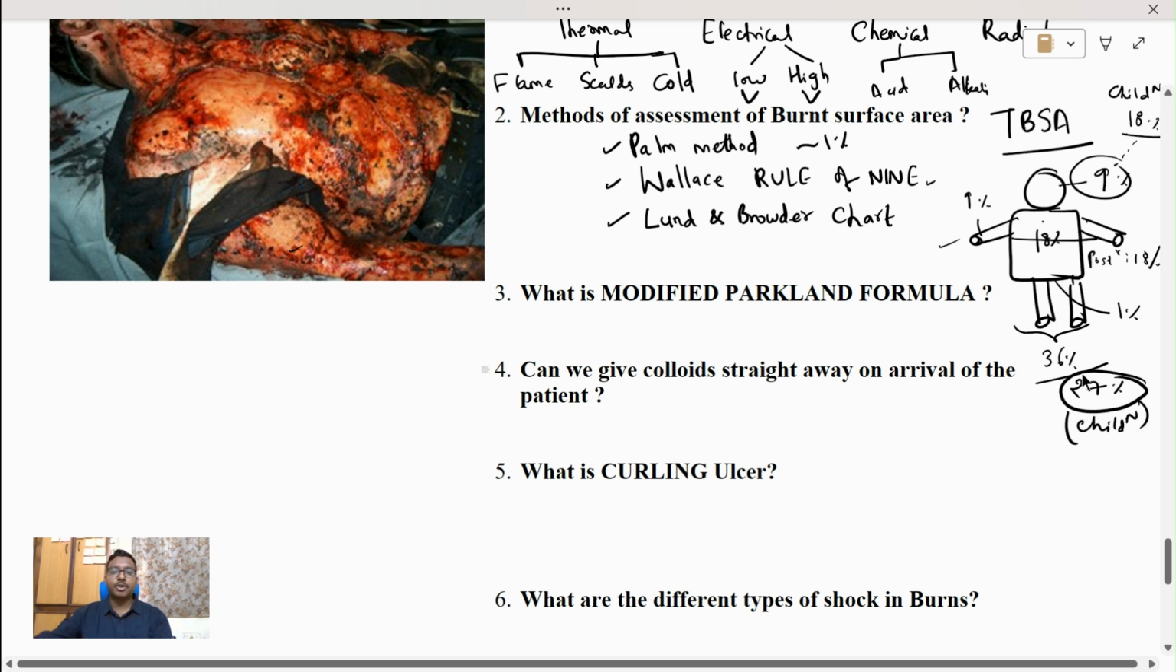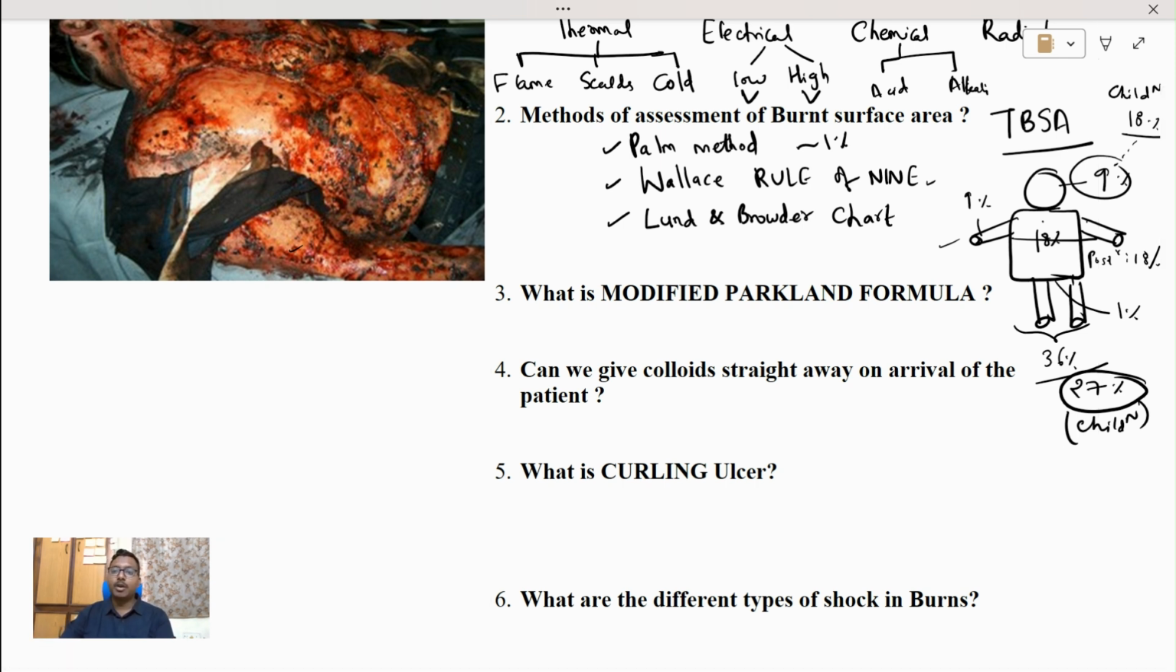Next, what is the modified Parkland formula? In the first place, why should we assess the total burn surface area? Why should we bother about the percentage of the total burn surface area? One is to resuscitate the patient. We need to calculate how much fluid should be given in the first 24 hours. And the burn surface area is also important to assess the prognosis of the patient.